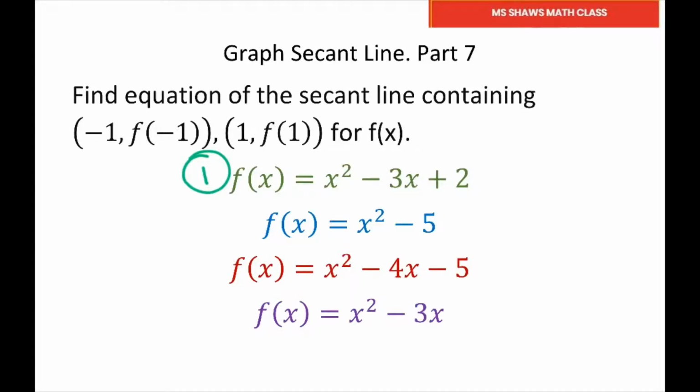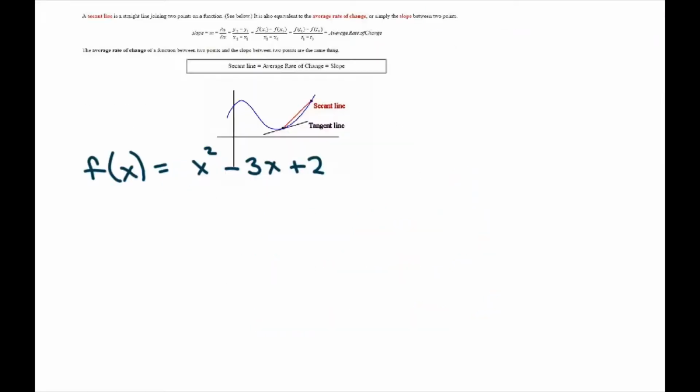Everyone, we're going to find the equation of the secant line for problem 1 here. I've already done these three on separate videos. We're going to find the equation of the secant line. We're going to graph f of x and the secant line. So we're going from -1 to 1, so we're going to have to find our y as well.